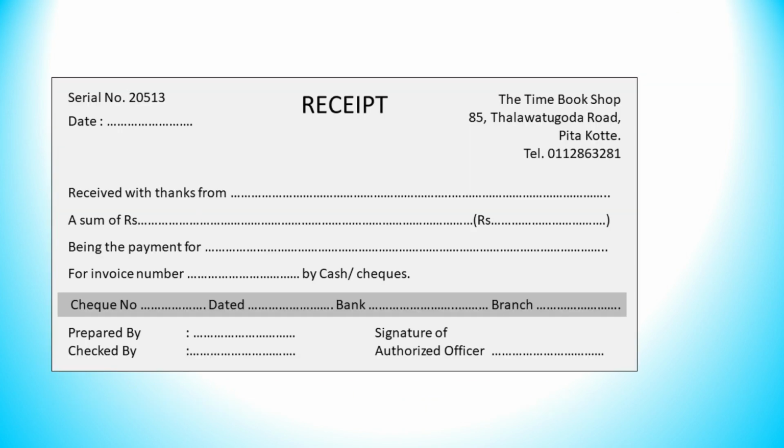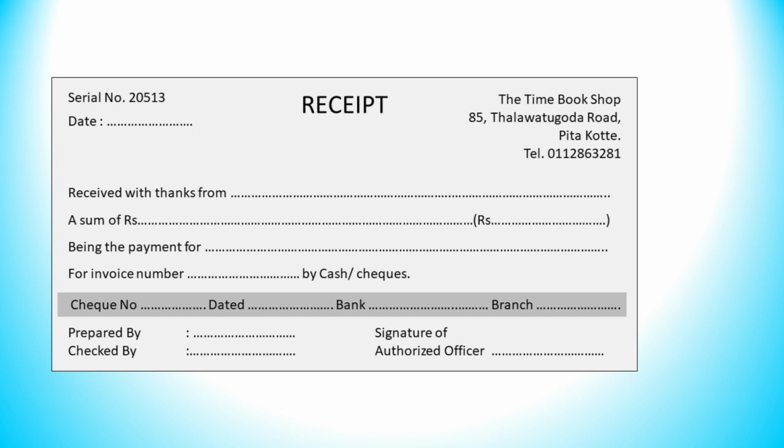This is a format of a receipt. You will have a serial number, date and then the business details and then the received amount both in words and also in numbers, and from whom we received and for what we received. And also if the receipt is from a cheque, then cheque details are also captured in the receipt.